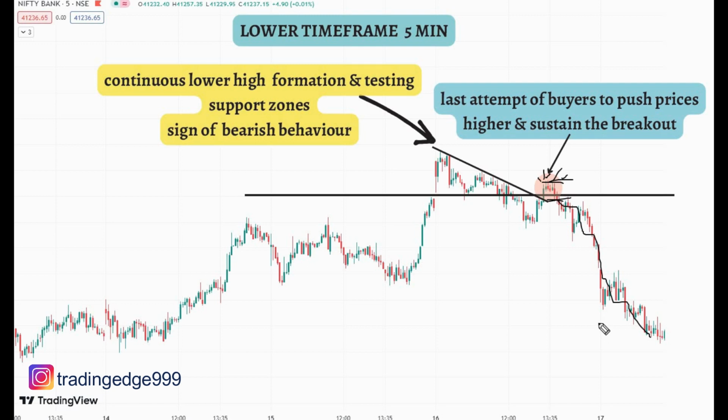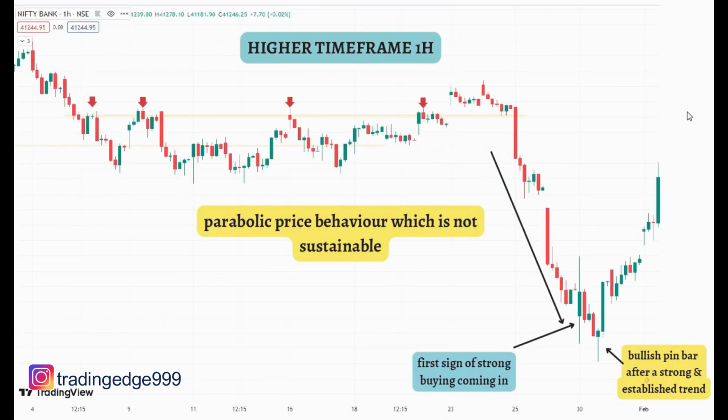So this is the first example. Now let's look at another example. This is again the hourly chart of Banknifty. See, this is again a similar setup. Prices got rejected from here, here, indicating that bulls are getting aggressive. That's why the resistance zone is getting tested multiple times with continuous higher low formation.